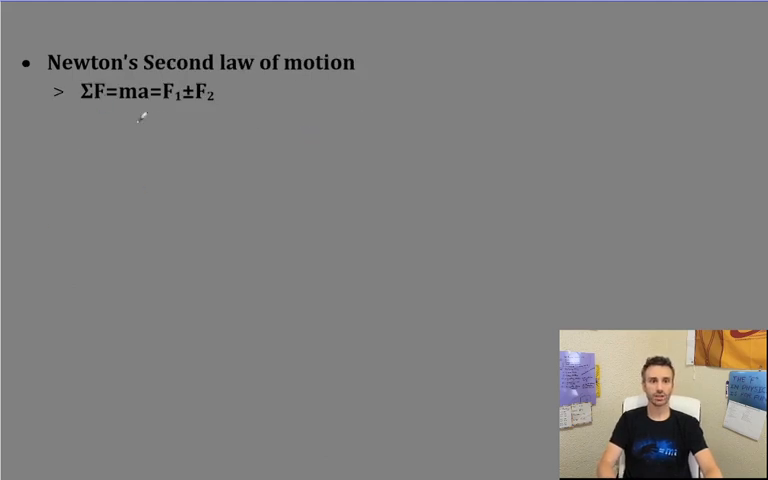Newton's second law can be stated in essentially these terms, which is my preference. There are lots of words you can use, and that's the way he had initially put it, but we're basically going to say that the sum, this is the summation, the sum of all forces equals mass times acceleration, which is equal to force 1 acting on the object plus or minus force 2 acting on the object plus or minus force 3, and so on.